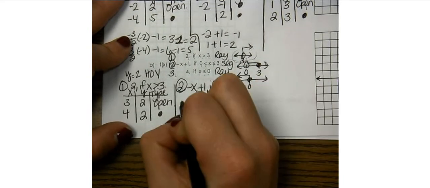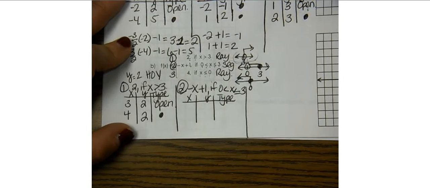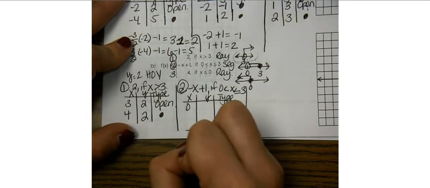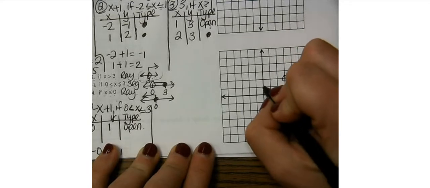Cool, I'm done with that piece. Now I'm on to the next piece. We have negative x plus 1, and that happens if 0 is less than x, which is less than or equal to 3. And one of the nice things about segments is that you already know which numbers to choose. So I have x, y, and type. So I'm going to let x equal 0, and I'm going to plug 0 into my function. I have negative 0 plus 1, and that is equal to the number 1. Now, because I have a less than symbol, and it's not an equal to symbol, I'm going to have an open circle. So I'm going to go to where 0, 1 is, and I'm going to plot an open circle.